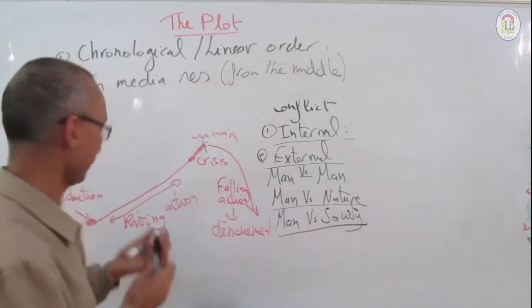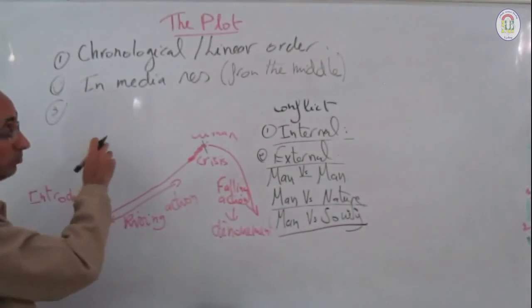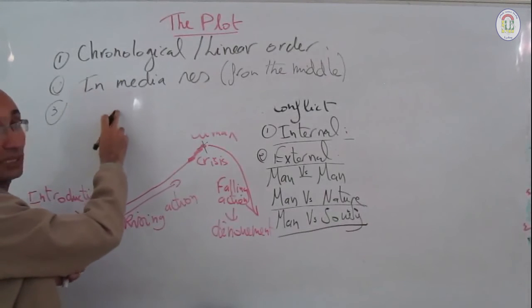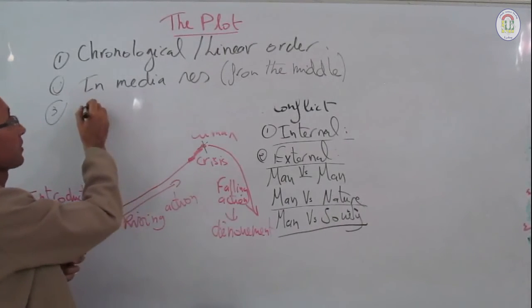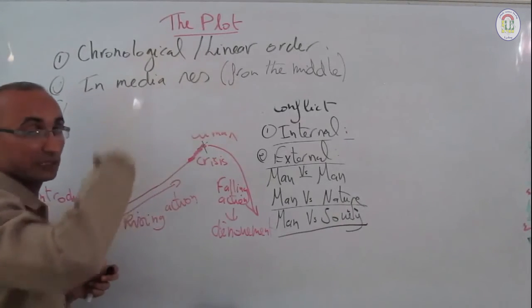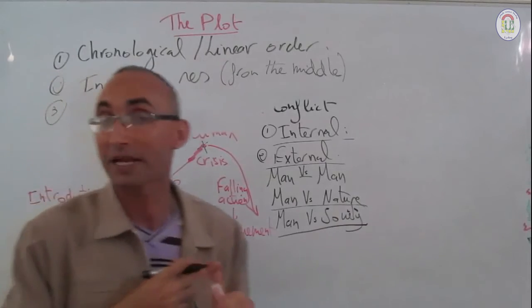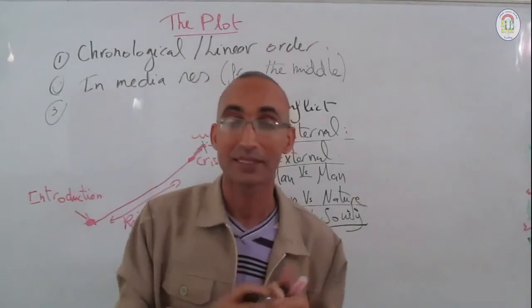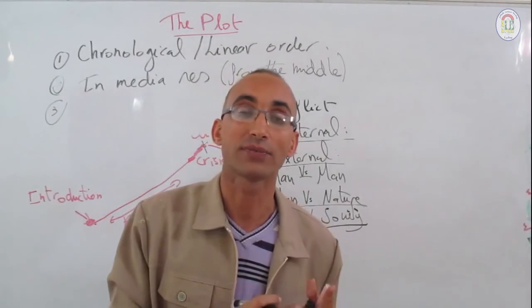So here we have number 3. We said from the present to the past. From the present to the past. Now for techniques we have, as I said, suspense, flashbacks, and foreshadowing.